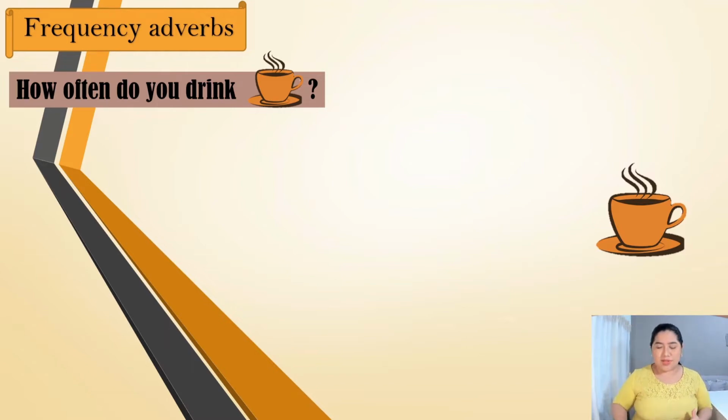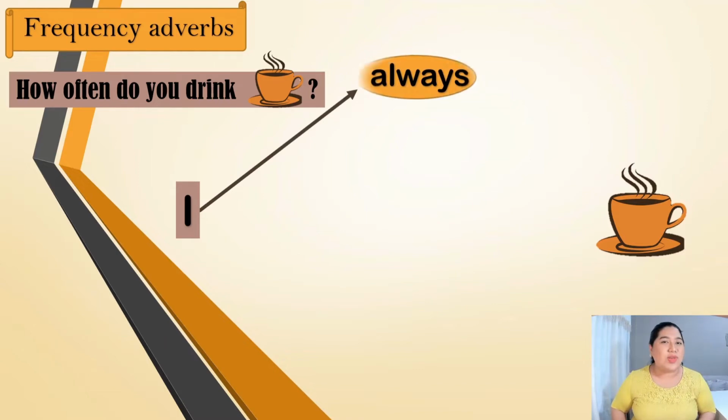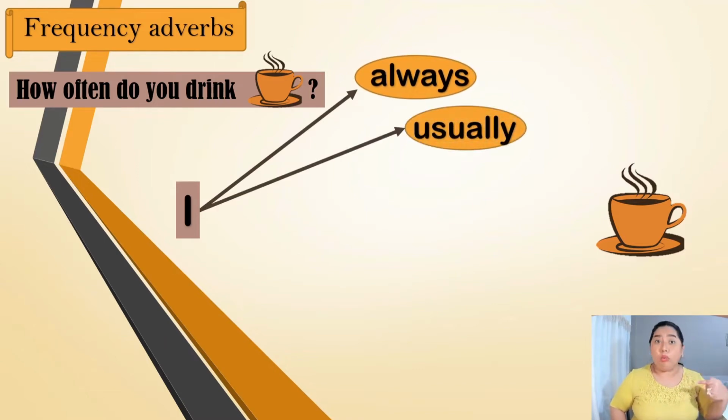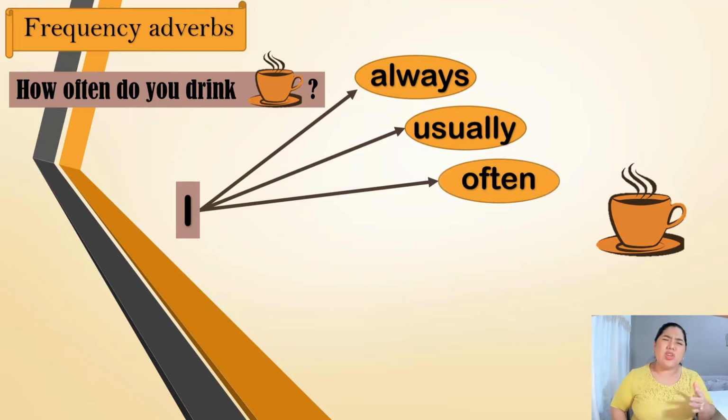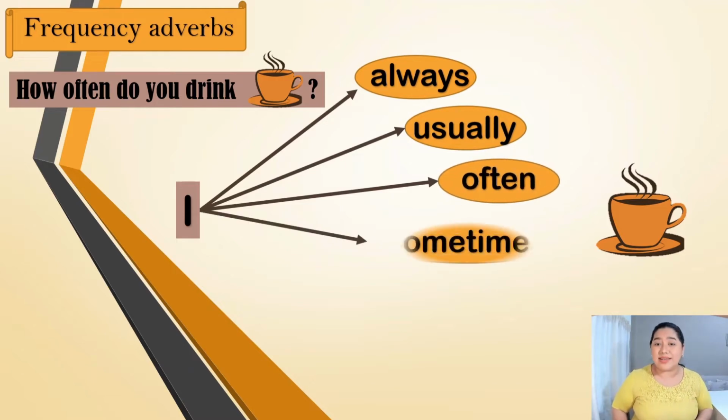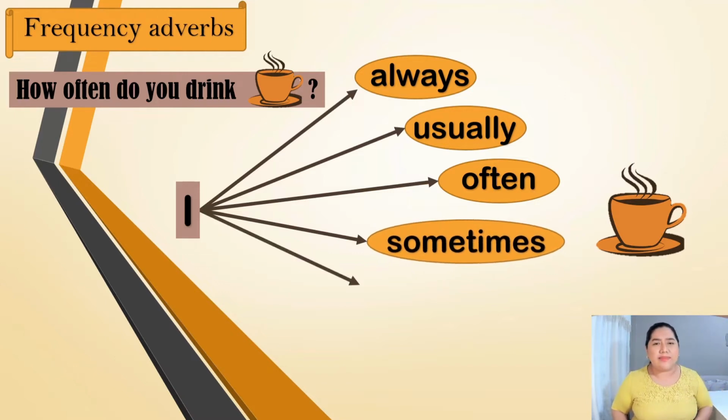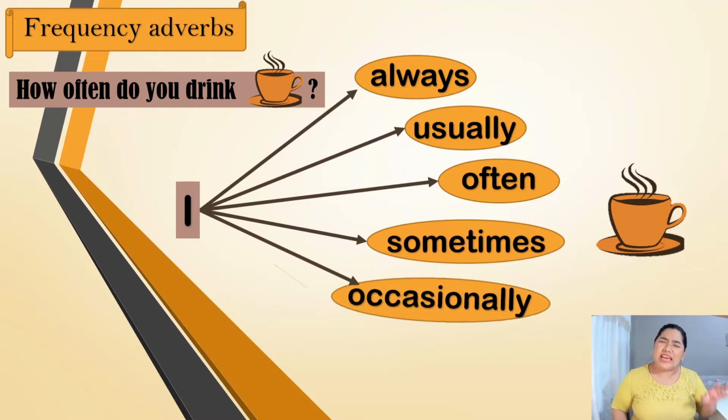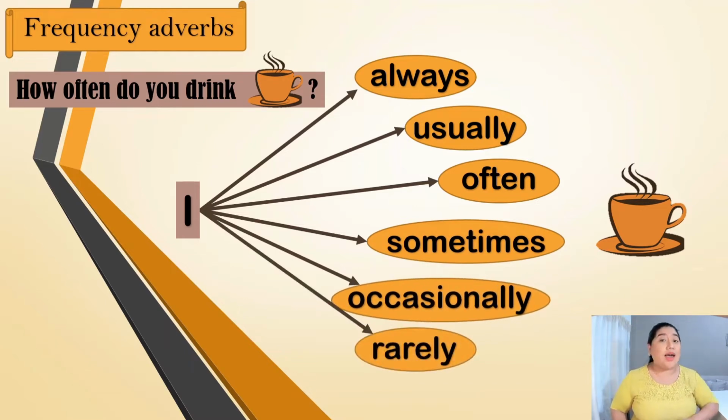Of course, first of all, we need a subject. The question is for you, so the answer is with I. Yes, the pronoun I. And now look at all the options we have here. You can say I always, or maybe I usually, I often, I sometimes. It's something like 50%. Or what about I occasionally, or I rarely, or maybe I never drink coffee. Oh my god, too many options, but it's a positive thing.